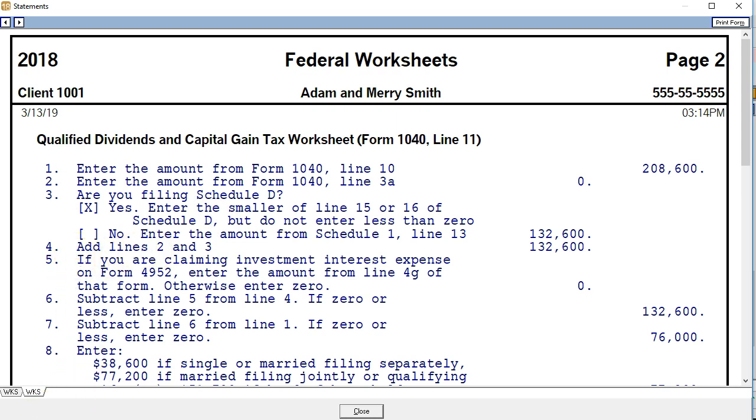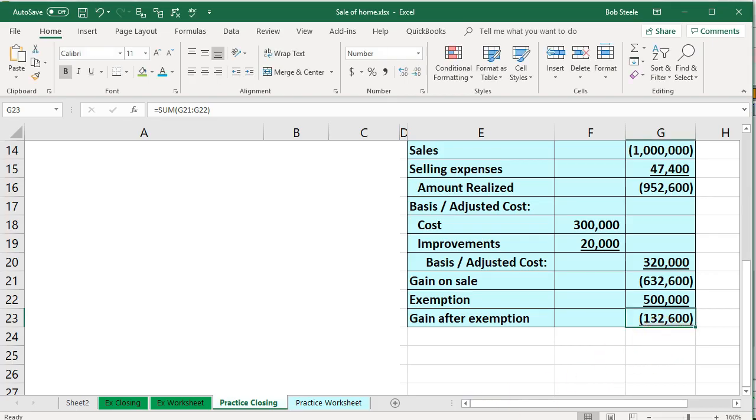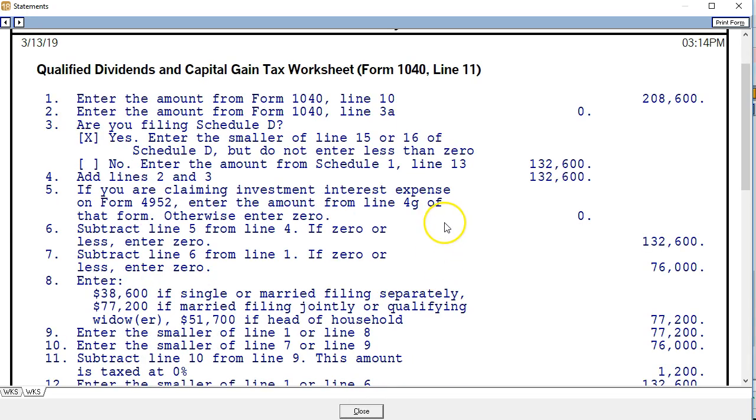And then we had line 3 saying, are you filing a Schedule D? We are, because that's where we report the sale of the home. So we're going to say yes, enter the smaller of line 15 or 16 of Schedule D. There's our 132.6. That was our gain after the exemption.